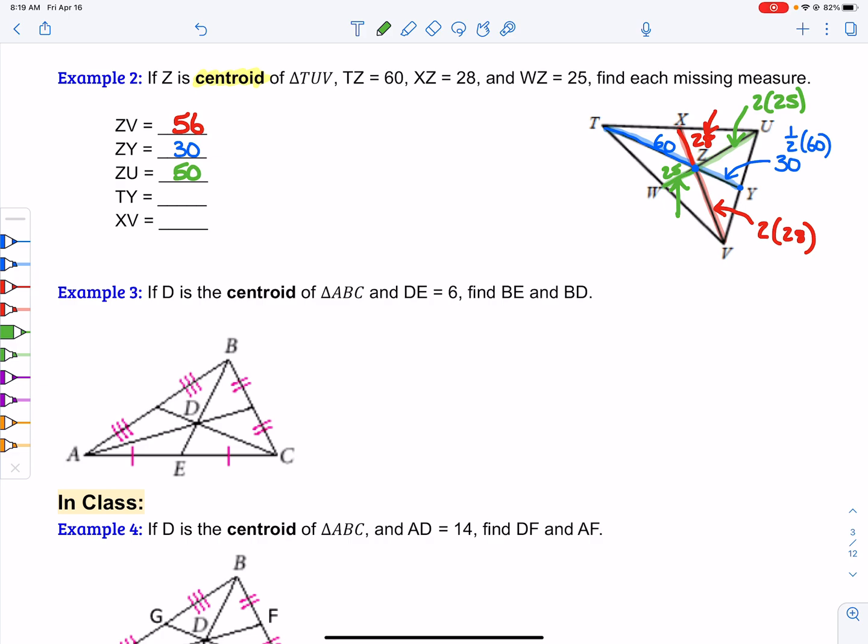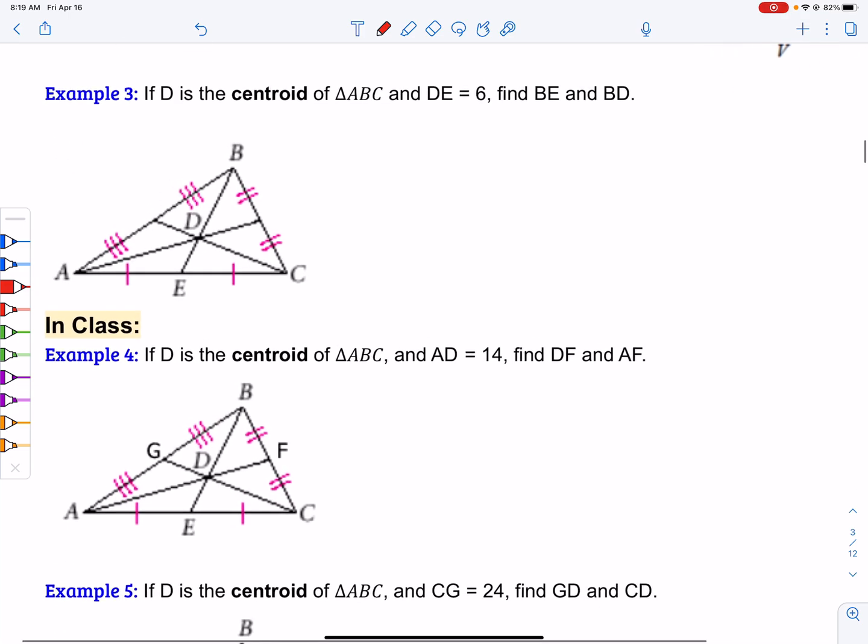And then they asked us for TY. So if we look back at TY, that's the total median, and we know that we have 60 as the longer piece of that median, and 30 was the shorter piece. So together they would add up to 90. And then XV is our red median in this case. So we would add up 28 plus 56, which is just 84. Okay, so let's look at one more example about centroid.